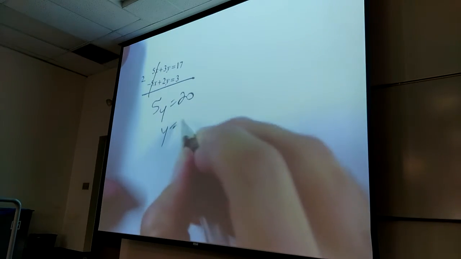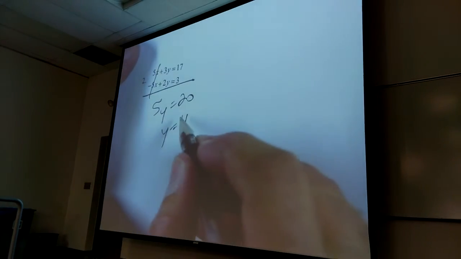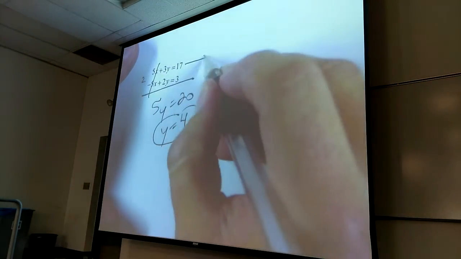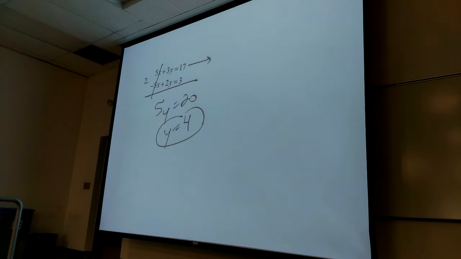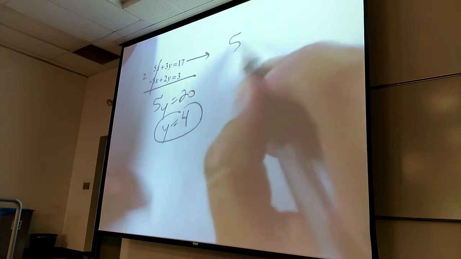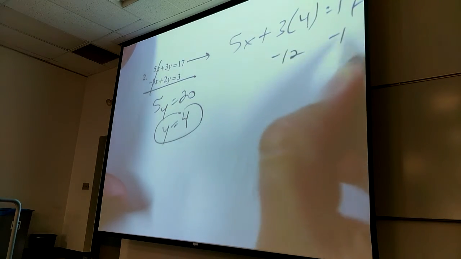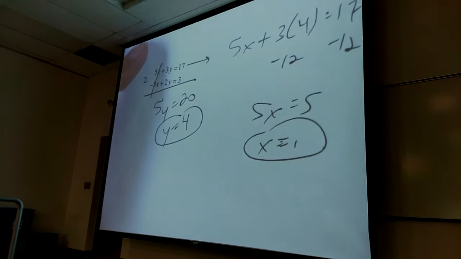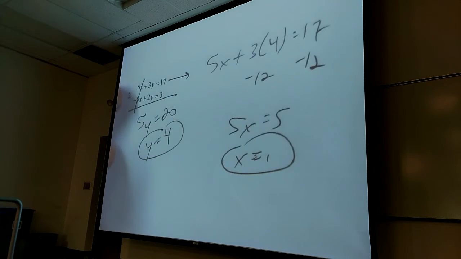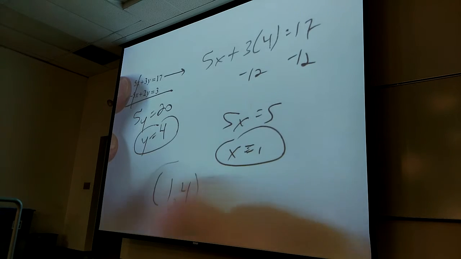So y is 4. And then if I plug it into either one, it doesn't matter because the answer is where they agree, so it doesn't matter which one I use. If I plug 4 in for y and solve, I get x is 1. I did that kind of fast because you guys should all be able to do that. So the answer will be 1, 4.